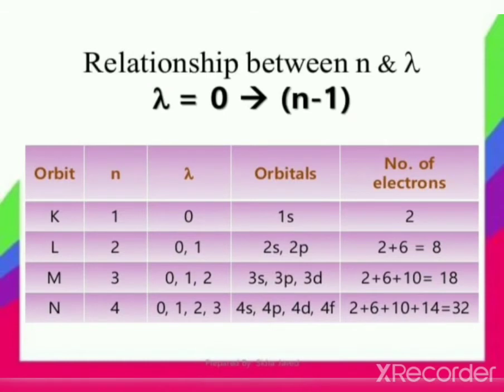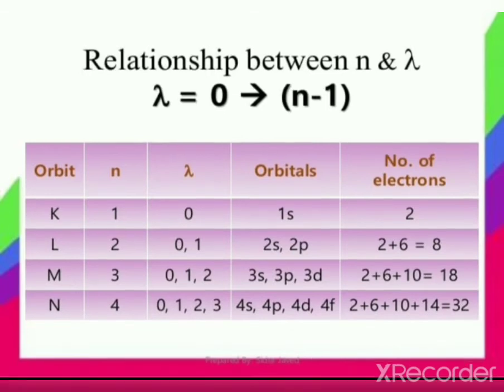You know that according to the formula 2n squared, L shell can have a maximum of 2 into 2 squared, which is equal to 8 electrons. Now, how do we get this number? Let us see. Which are the orbitals possible for L shell? 2s and 2p. How many orbitals are there for 2s? Only one orbital. And you know that an orbital can accommodate a maximum of 2 electrons. Since only one 2s orbital is there, number of electrons in 2s will be equal to 2.